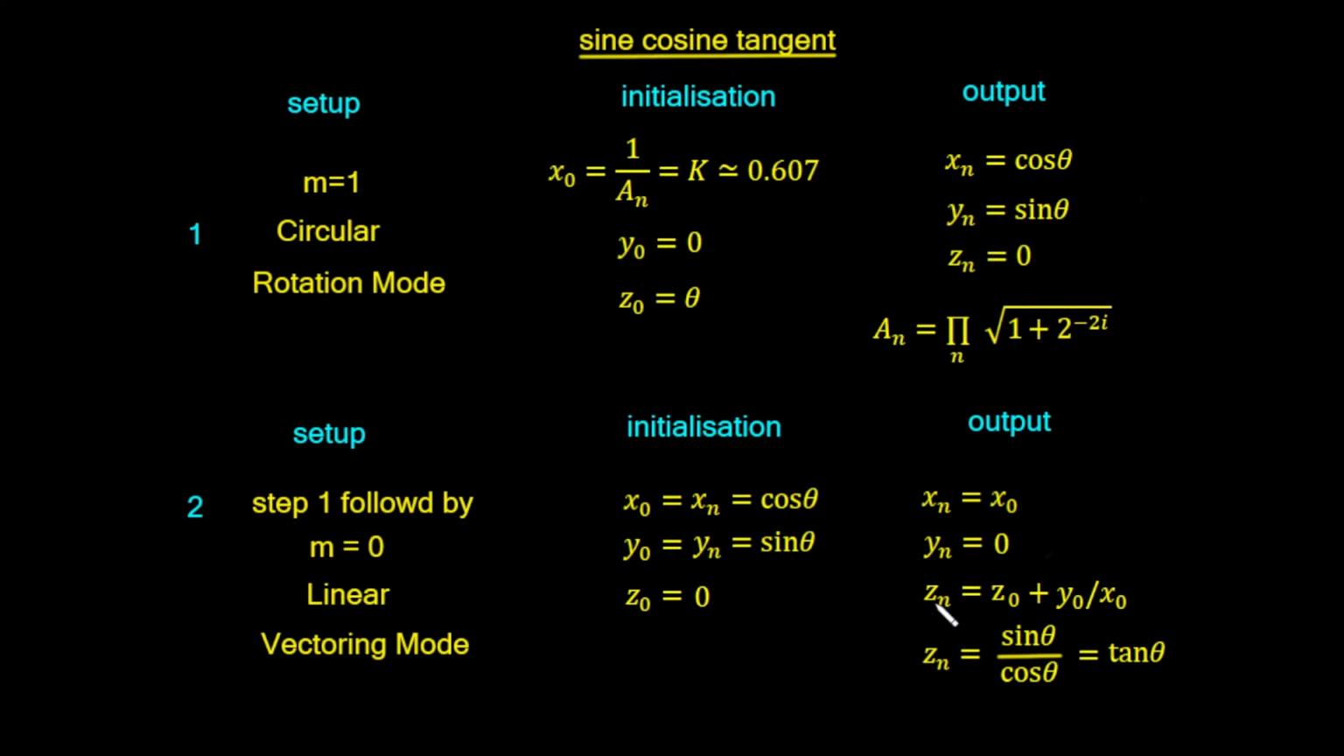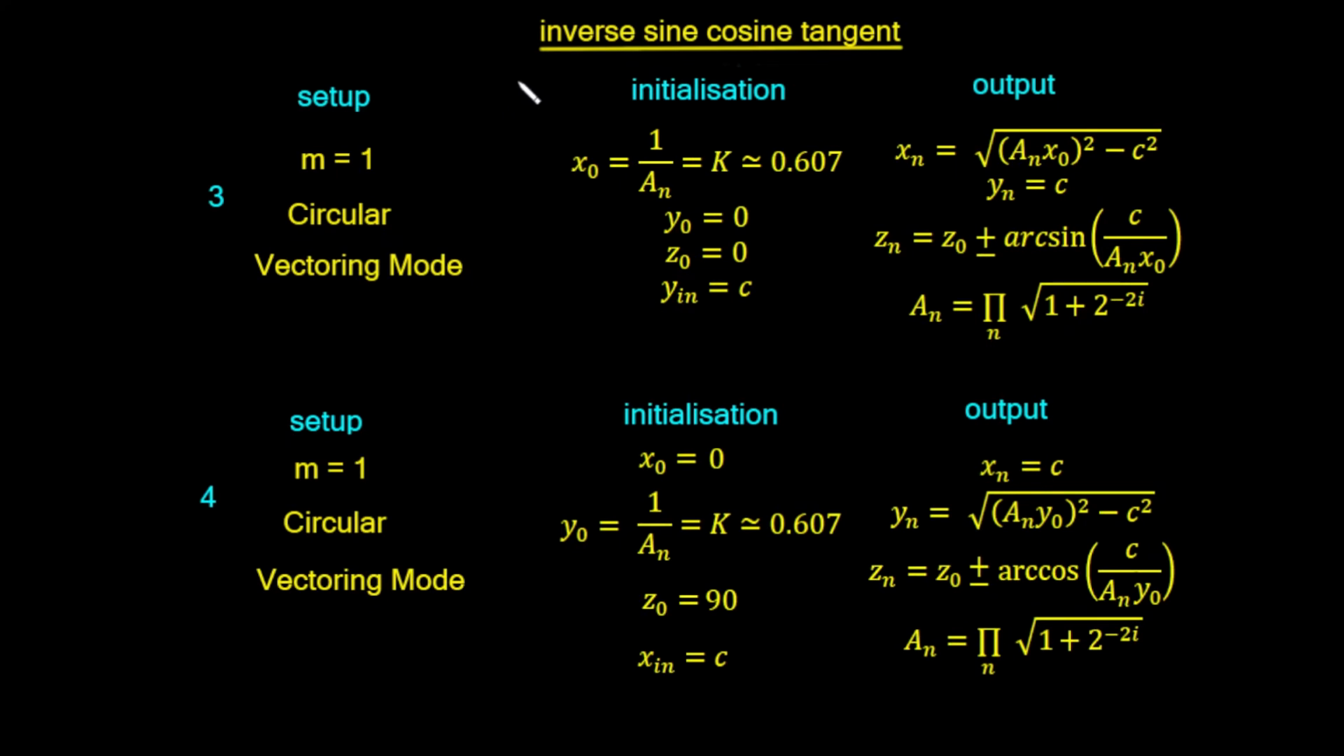And this is going to give us an output zn, which is z0 plus y0 upon x0. But we know our z0 is set to 0, so our final output is just going to be the y0 upon x0. And that's going to be our sine theta upon cos theta, which will give us our tan theta. So that's us able to generate the first three functions, sine, cosine and tangent.